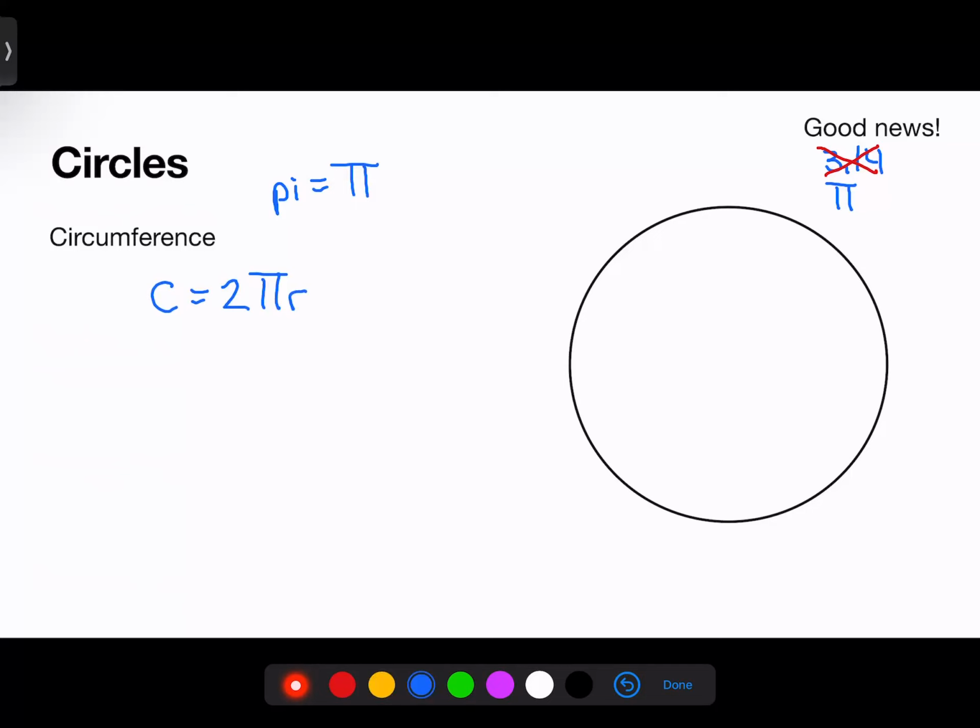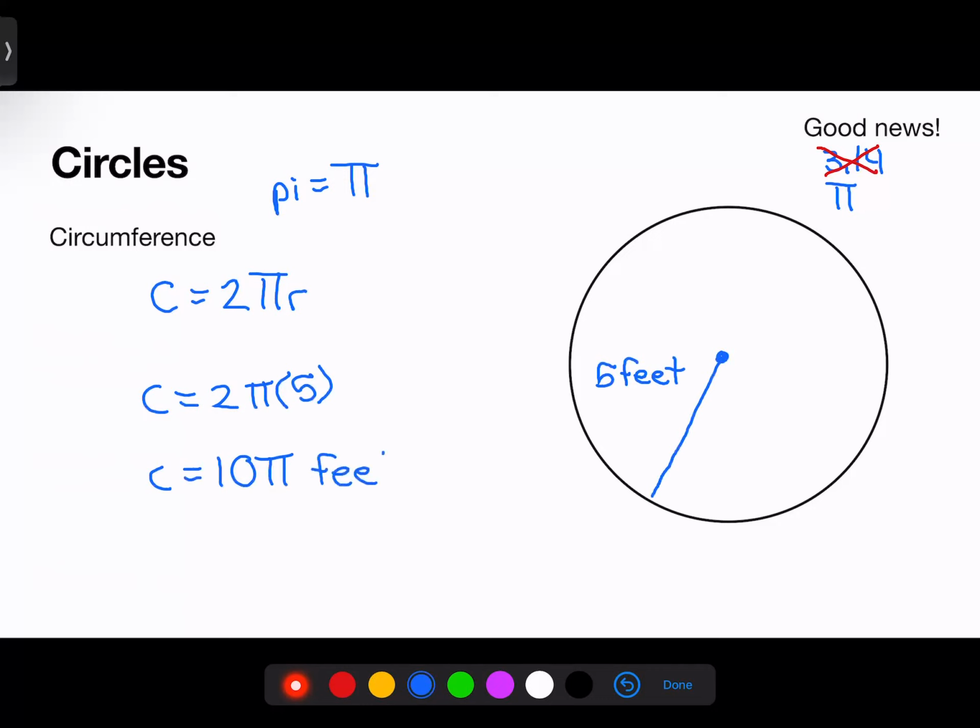If the radius of this circle is 5 feet, we can plug in 5 for r. Circumference equals 2 pi 5. 2 times 5 is 10. And we leave pi alone. The final answer is 10 pi feet.